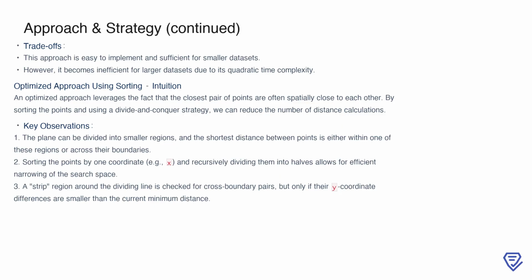The points are first sorted by one coordinate, such as x, and then divided into two halves. Additionally, we introduce the concept of a strip region, which is the narrow band around the dividing line. Only points within this strip and with small y-coordinate differences are considered for cross-boundary pairs. This dramatically reduces the number of distance calculations required.